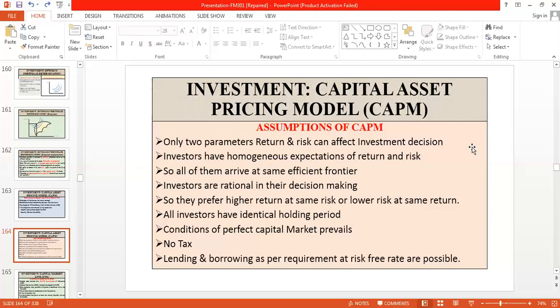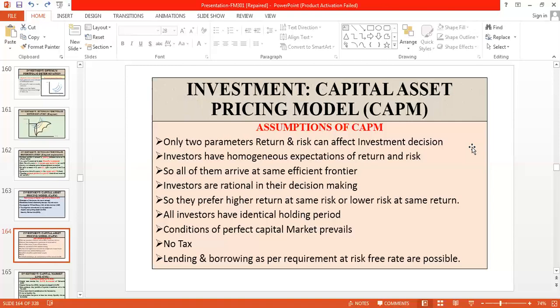First one is only two parameters, risk and return, can affect the investment decision. This is actually based on the Markowitz model, which has said right from the beginning that an investor will compare return and risk for developing the optimum portfolio. In fact, an optimum portfolio is a portfolio where the investor can get maximum return by taking a minimum level of risk, or it is maximizing return per unit of risk.